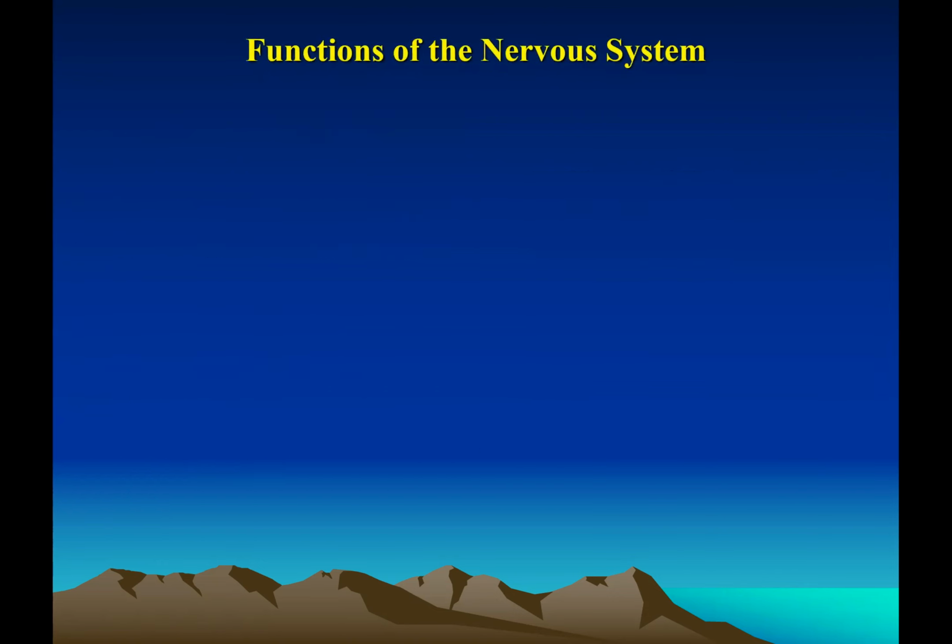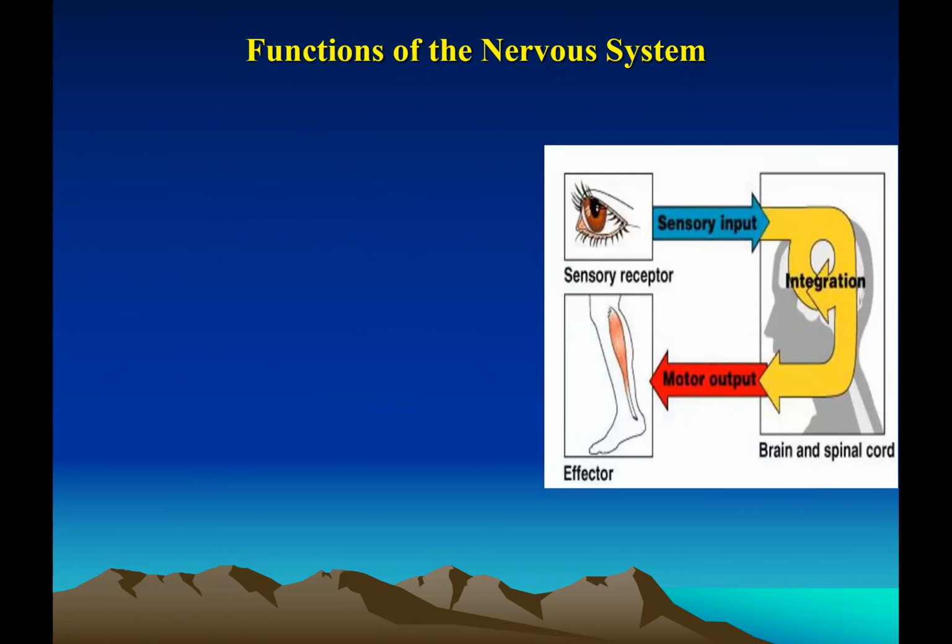So the main function of this master system, it controls, it regulates and coordinates all the vital body functions. So it's the major communication system in your body. So it's vital for maintaining homeostasis. In other words, to stay alive, you need an optimally functioning nervous system. Its function is divided into three categories.